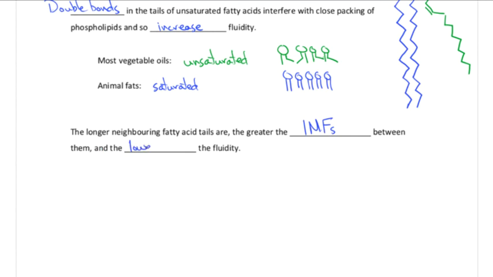So longer fatty acids result in lower fluidity because there are more attractive forces in between the fatty acid tails holding them together. If you study chemistry, then the specific forces are London dispersion forces that are happening between the hydrocarbon parts of the fatty acid tails. Okay, so that's an introduction to membrane fluidity.